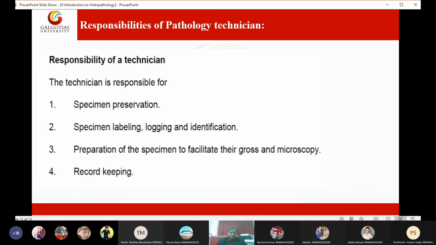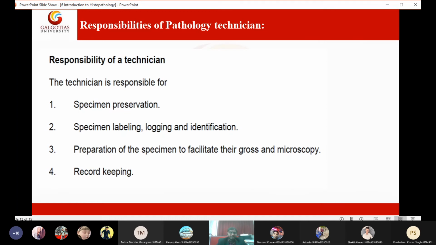Now the responsibility of the technician. What are your responsibilities? The technician is responsible for specimen preservation. This is a must. Specimens, before and after, must be preserved; it is most important. If you do not preserve properly, maybe today you receive one tissue sample and do the processing, and after 3 days you get a false report of abnormality, then you have to process the same tissue again. That's why you have to store each histological specimen for a minimum of 3 years, not 3 months, for legal purposes.